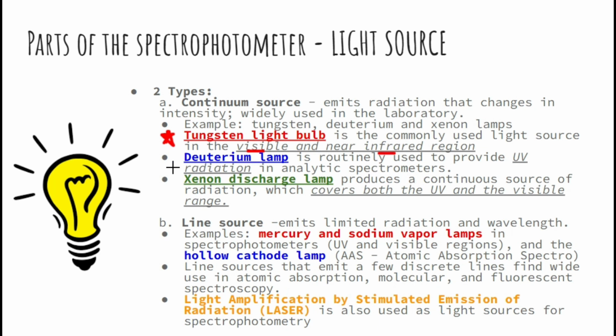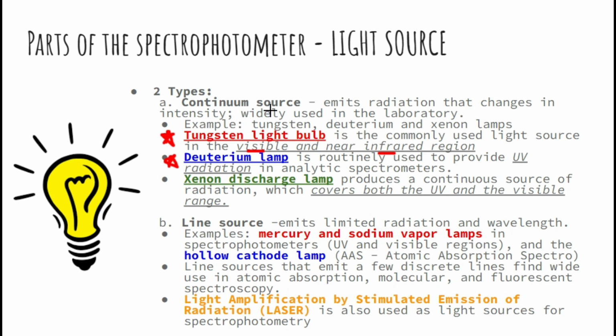Next po natin is the deuterium lamp. And deuterium lamp po will be good for the UV region. Kasi nga, di ba, each of the region, UV, visible, and infrared will have different wavelengths po. So, if you want na nasa UV na, since the tungsten light bulb is only under visible and near infrared, wala po siya sa UV, we can use an alternative like the deuterium lamp. And aside from that, we also have the xenon discharge lamp, which will produce a continuous source of radiation which will cover both UV and the visible range.